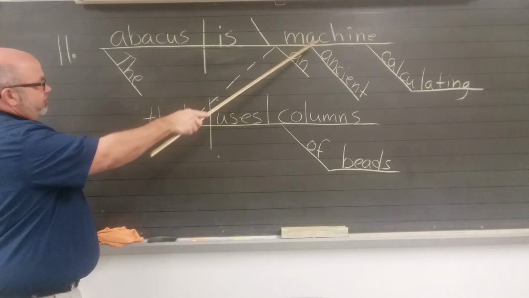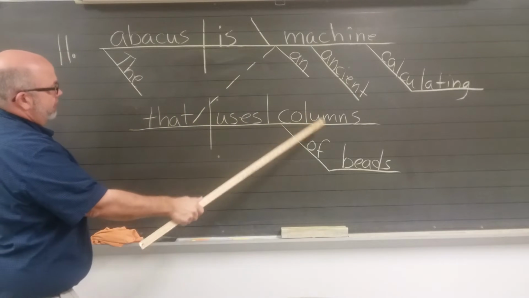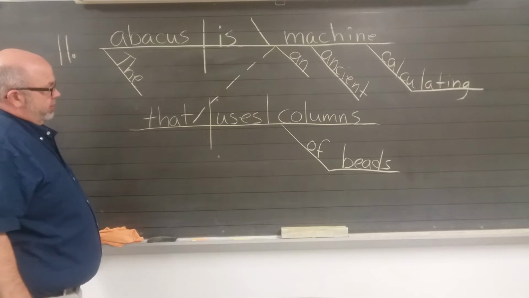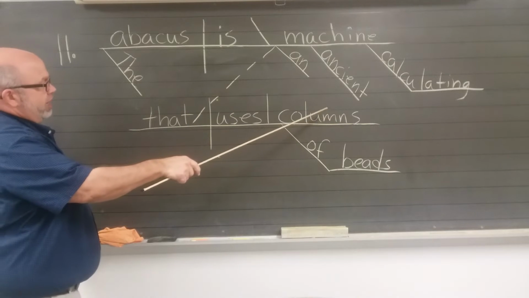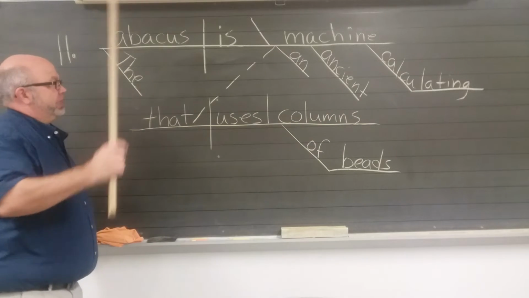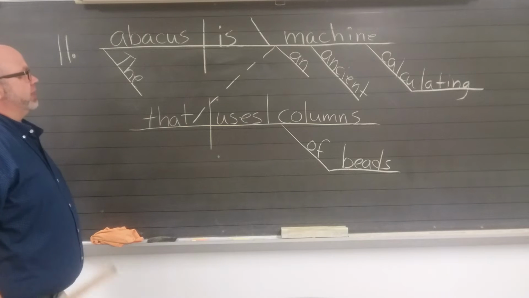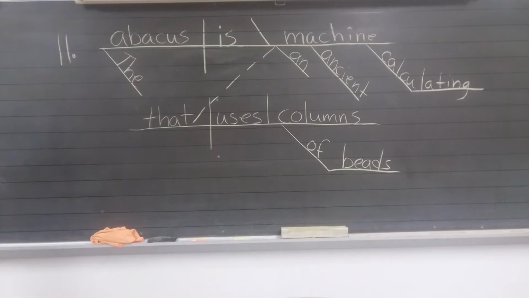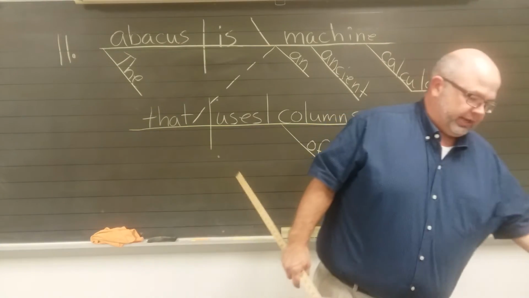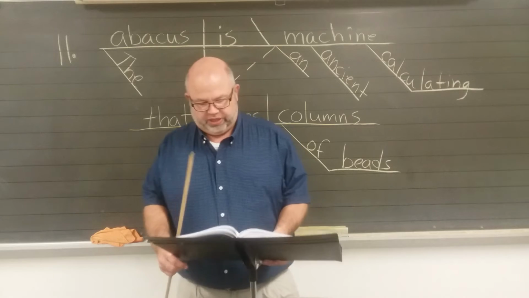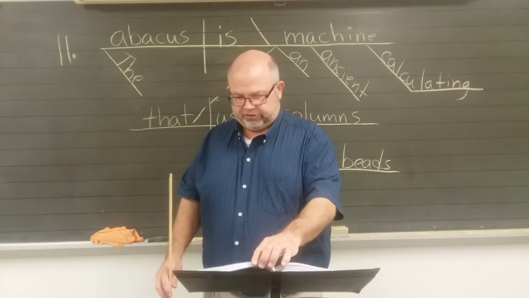So it's the machine that uses columns of beads. That uses columns, direct object of beads. So just check that out, make corrections, and make sure you know what that sentence should look like. That's number 11. All right, let's just go over the spelling words yet. See if you know what they mean. Then I will let you go.